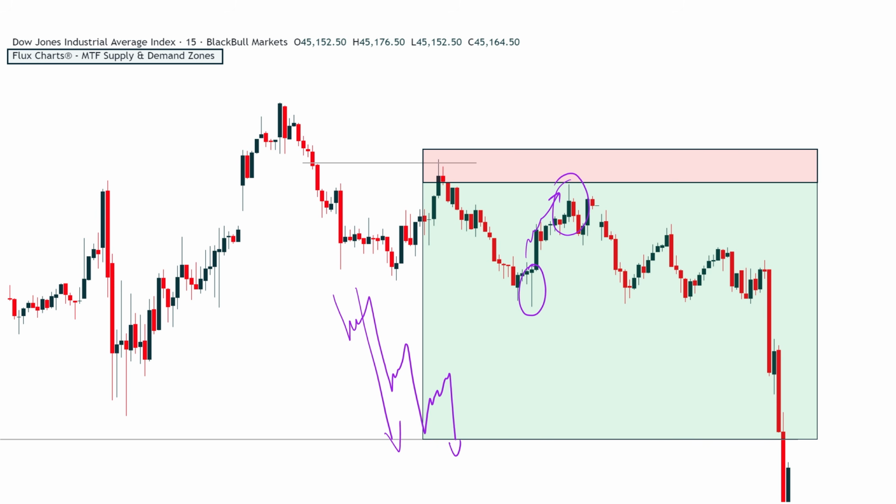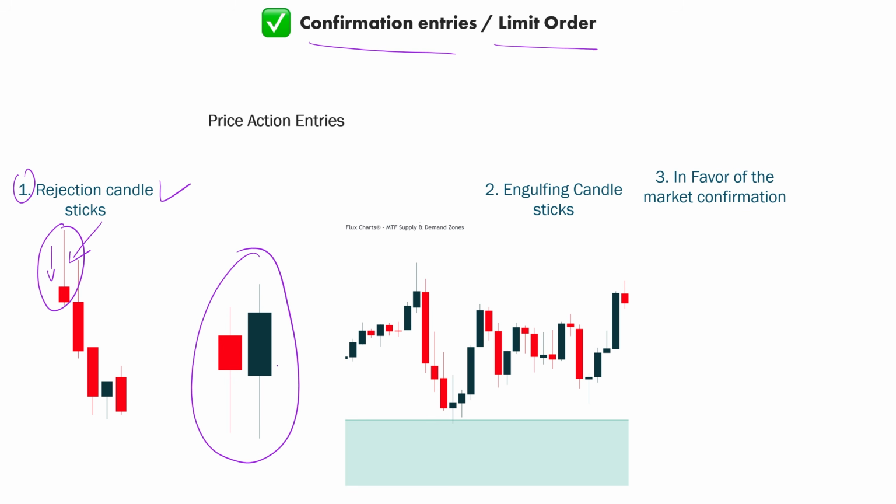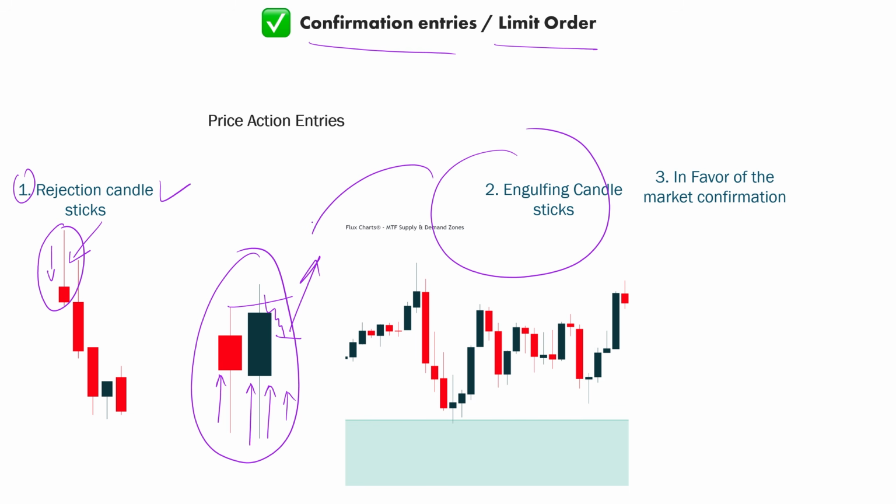So let's move on to another example here. Here, this is when we use confirmation entries or limit order. From here, this is a rejection candlestick. We have to see a rejection. This is a rejection followed by an engulfing candlestick. Also on the engulfing candlestick, focus on checking the wicks. If the wick is stronger to the upside and price makes an engulfing candlestick like this, that means we'll be looking to go long here. This one is an engulfing candlestick around this area.